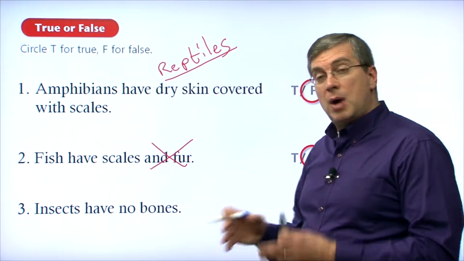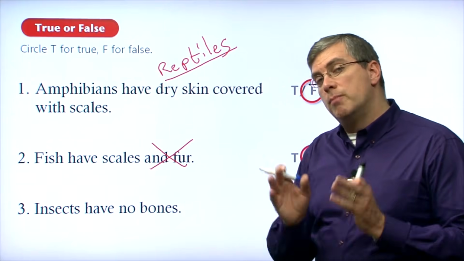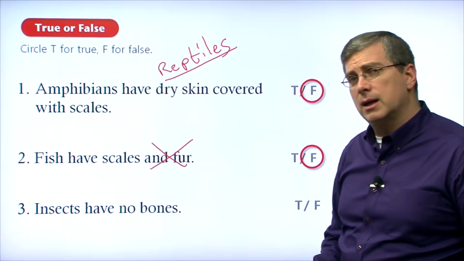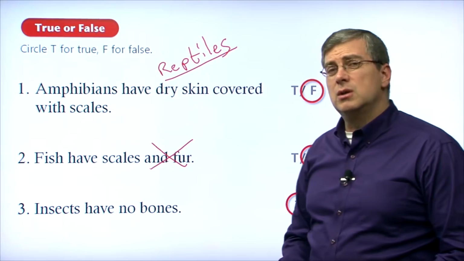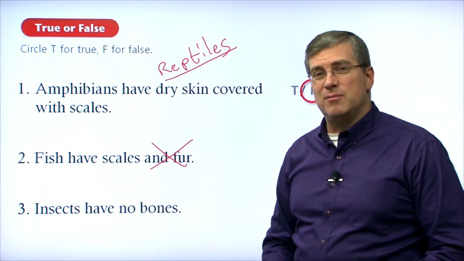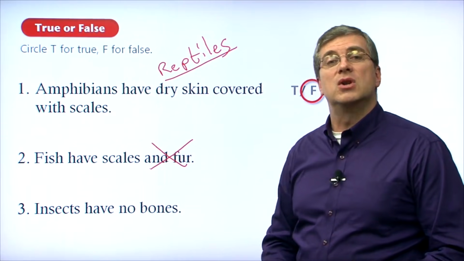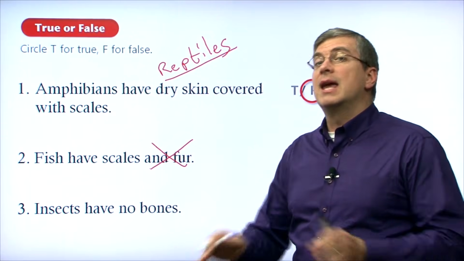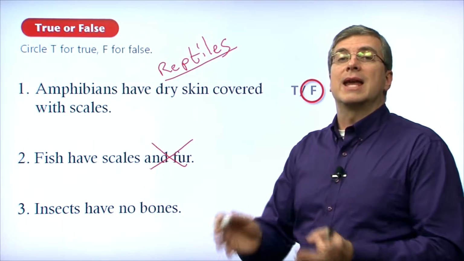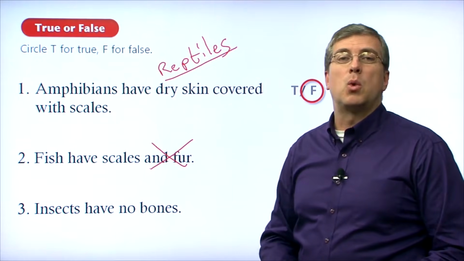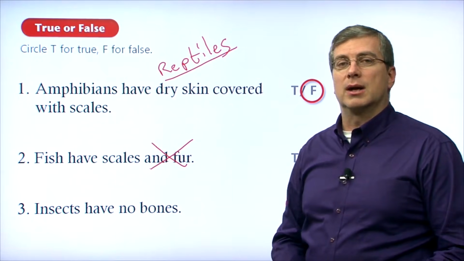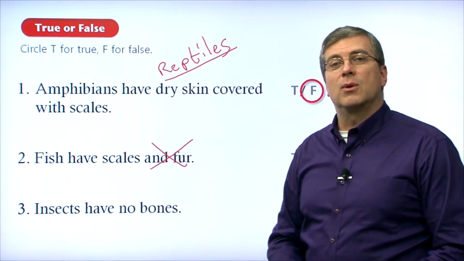So inside the body of an insect, there are no bones. Is that true or false? What do you think? If you chose true, you'd be correct, right? Insects don't have bones. That's true. They have no bones. Instead, they have a hard shell on the outside, and that's what supports their body, gives them the framework. Okay, well, let's take a short break before we get into the reading.